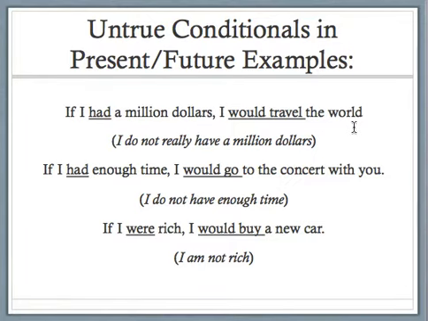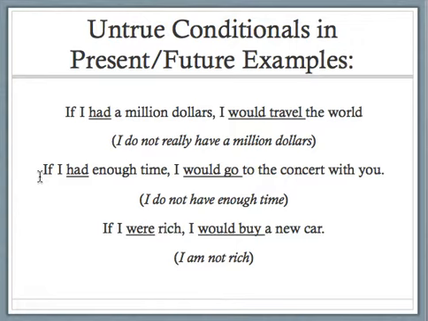Okay, so I do not really have $1 million. That's kind of my key hint that this isn't a true conditional. This is untrue. I don't really have $1 million. Therefore, I'm going to use the form like we practiced on the previous slide. If I had $1 million, simple past right here, I would travel the world. Would instead of will, still using the simple form of the verb. So, like I said, I don't really have $1 million, but hypothetically, if I had $1 million, I would travel the world. So again, it's an untrue conditional, it's an untrue statement.